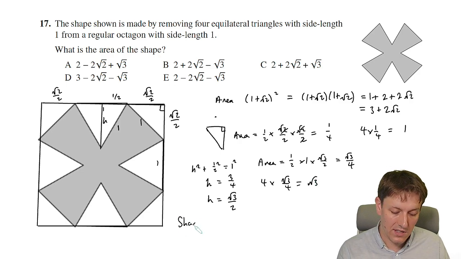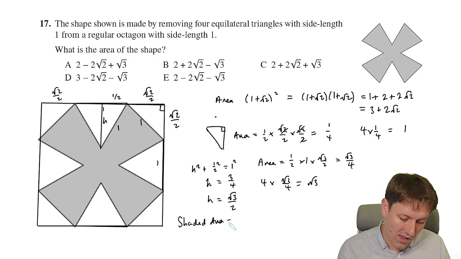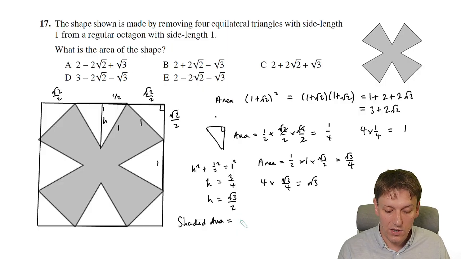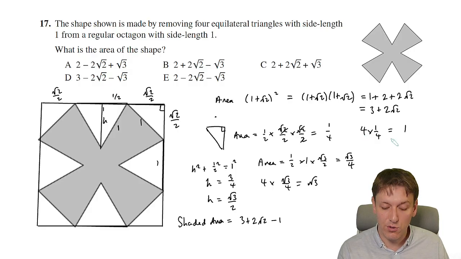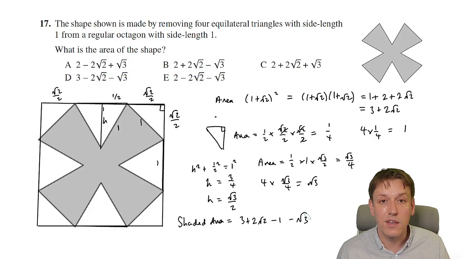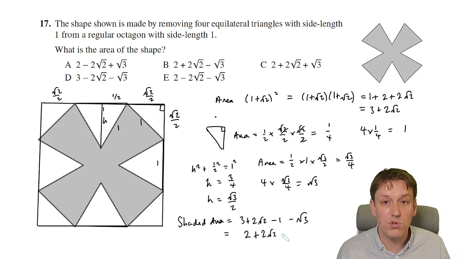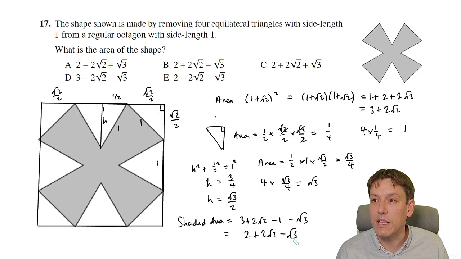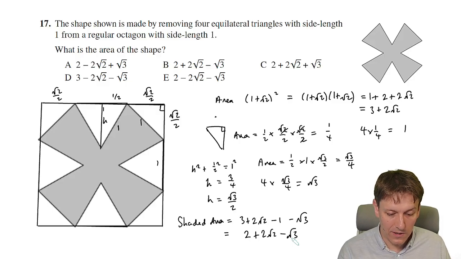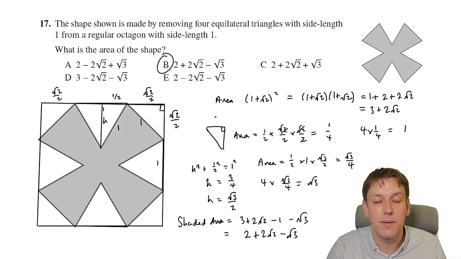So that gives us that the shaded area is the area of the square, which was 3 plus 2 root 2. Then I need to subtract 1 for the right angle triangles, and subtract root 3 for the equilateral triangles. So 3 minus 1 is 2, so I'm left with 2 plus 2 root 2 minus root 3. Then I just scan through the answers and hope it's one of them. No need to do any more manipulation here, because that is one of the answers, and it is B.